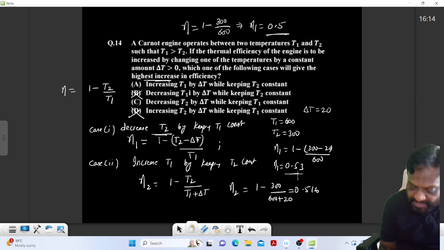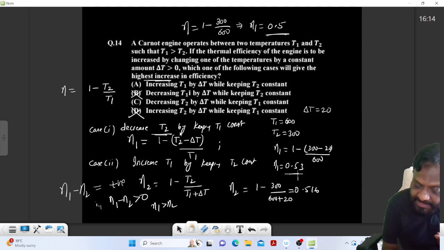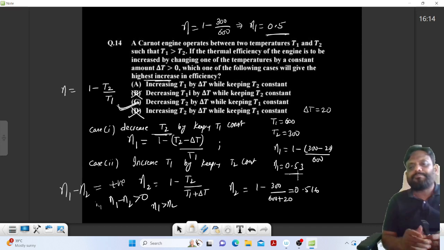If you take the difference, you will get a positive value. So what does it mean? If I calculate eta 1 minus eta 2, you get positive, greater than 0. If you take the difference, try it, it will be positive. What does positive mean? It means greater than 0. So efficiency of 1 is greater, means first case efficiency is more, means by decreasing T2 by keeping T1 constant, this will give me more efficiency, sir.